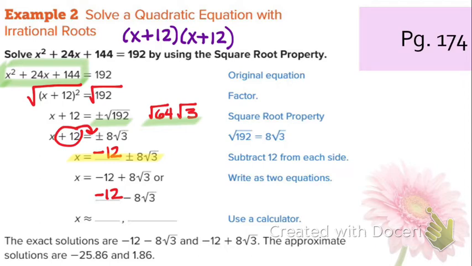Now, if you type this in your calculator, it will give you the decimal form, so we'll focus on that a little bit later. The main thing I want to make sure you're able to get to is this is the exact answer, and that would be this right here. Any questions about example 2?